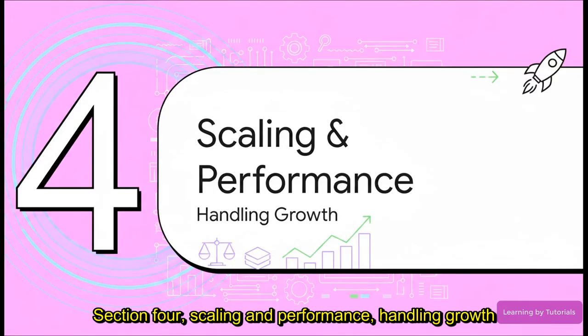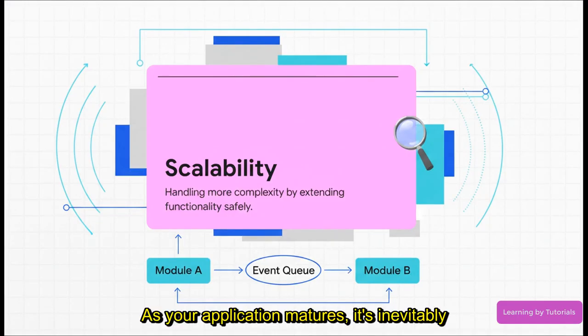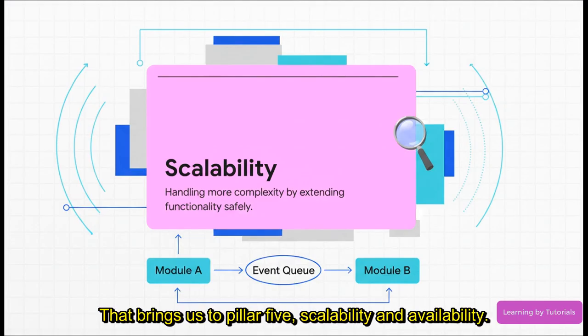Section 4, scaling and performance, handling growth and resources. As your application matures, it's inevitably going to get heavier. That brings us to Pillar 5, scalability and evolvability.